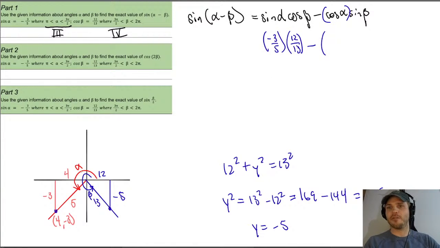So let's look at that. Alpha. So alpha is the angle we're talking about now. Cosine is x over r. So x over r.